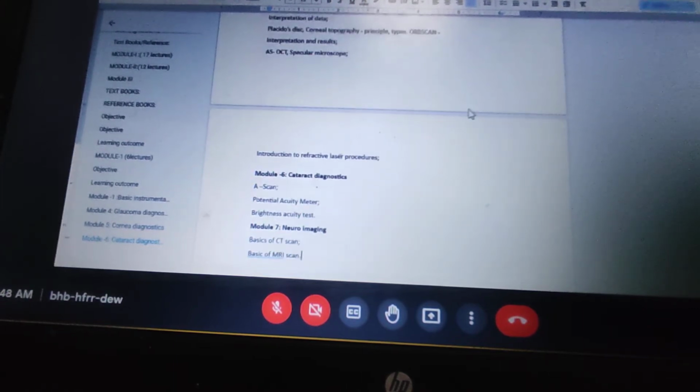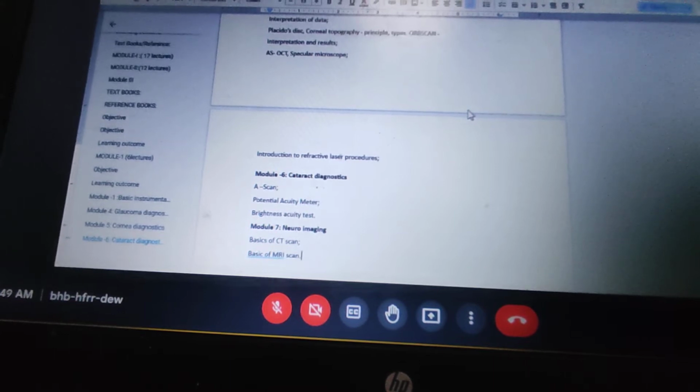Coming to module number 6, this is for cataract diagnostics. You will be learning about A-scan, PAM, that is potential acuity meter, and BAT, that is brightness acuity test. Last you have module number 7, that is basics of the CT scan and basics of the MRI scan. For this, how many of you have attended the X-ray skill course?